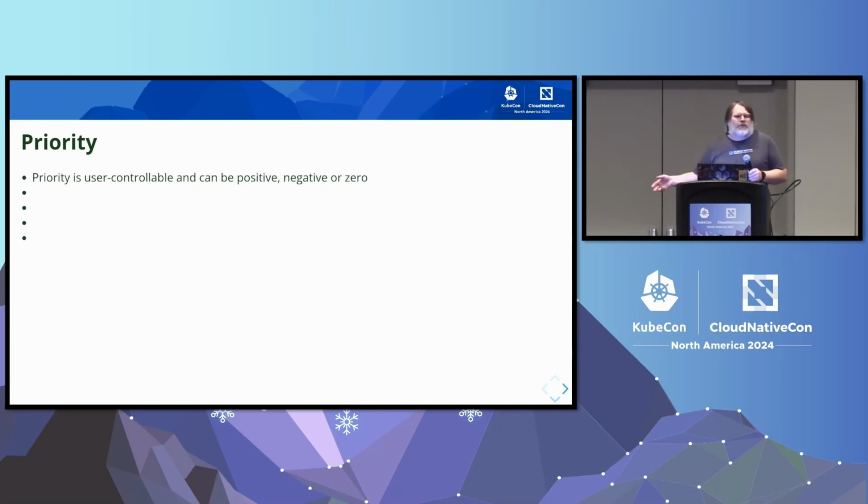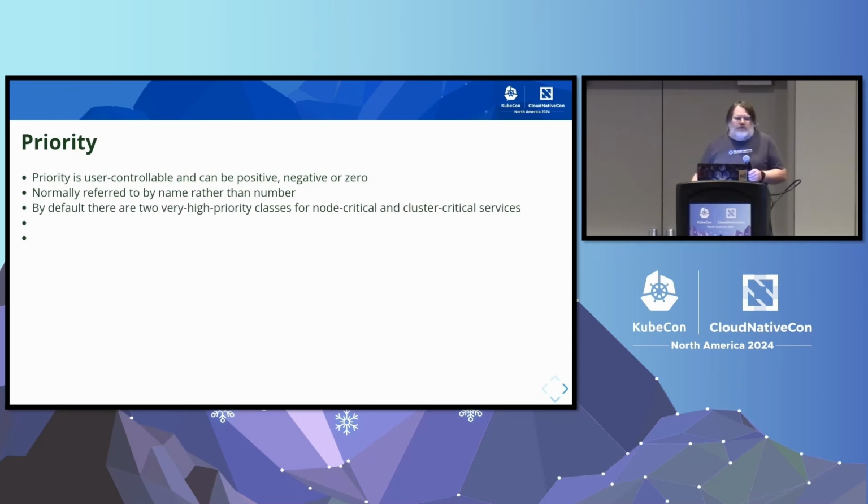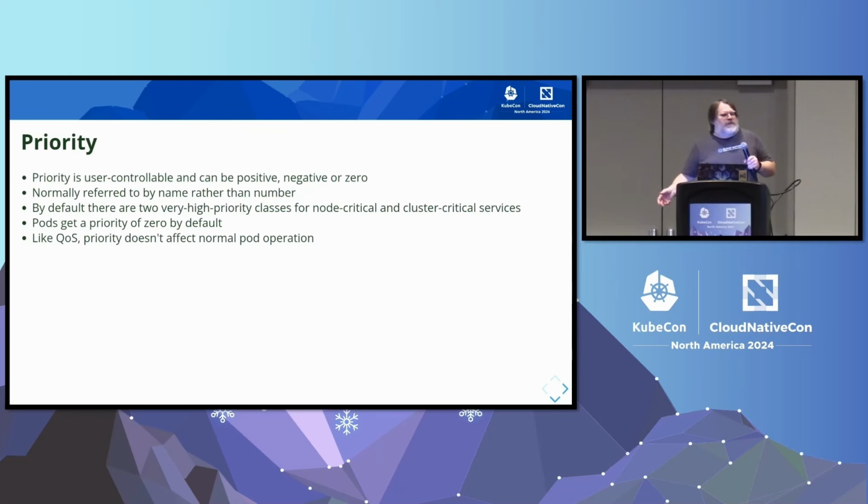Now, alongside quality of service, there is the concept of priority. Priority is user controllable. Pods get a priority of 0 by default. And you normally don't refer to them by number, you refer to them by name. So you'll have a priority class that has a name that then maps to a numeric priority. And so you can map a very high priority, you can map a very low priority. By default, your cluster is going to have 2 very high priorities called system-node-critical and system-cluster-critical. And like quality of service, priority doesn't really affect your pod just running and doing its thing.